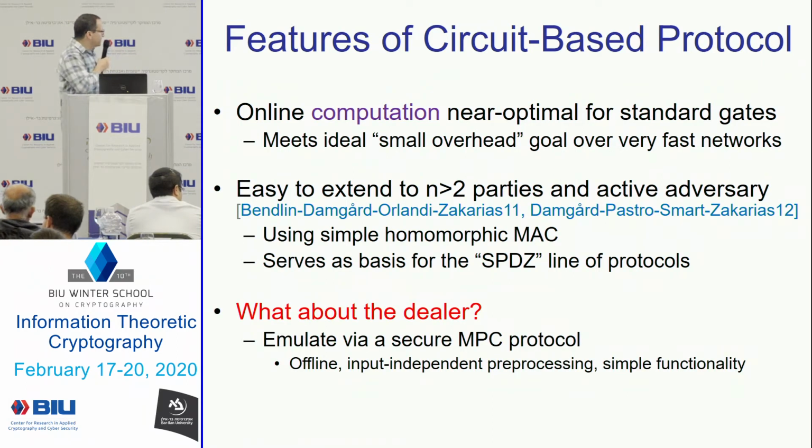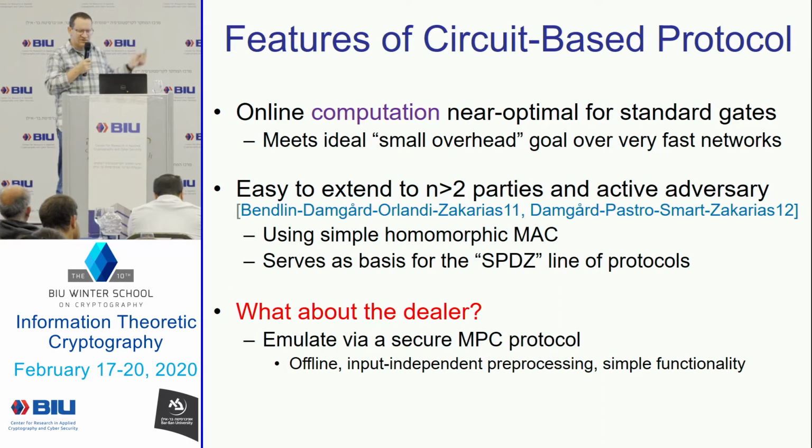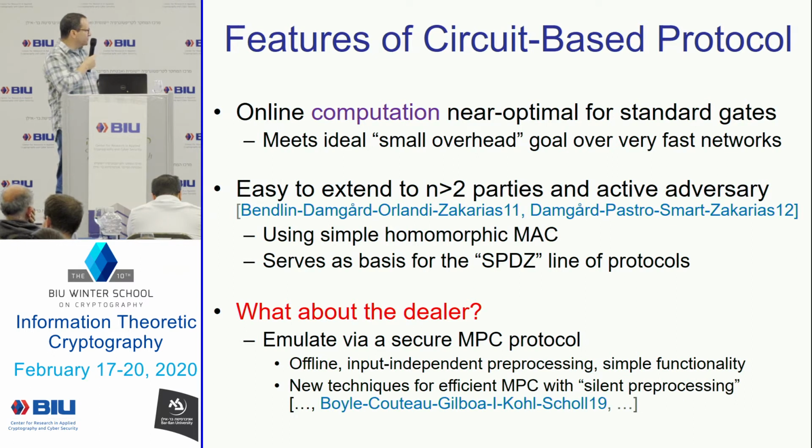What about the dealer, right? What do we do with the dealer? We don't want a single point of failure, and the dealer is sort of a single point of failure. So, as I said before, we can emulate the dealer using an MPC protocol that is run offline before the inputs are known. You just emulate the dealer by running a 2PC protocol. And we're getting better and better at compressing these types of simple correlated randomness and making the generation of many copies of simple correlations cheaper.